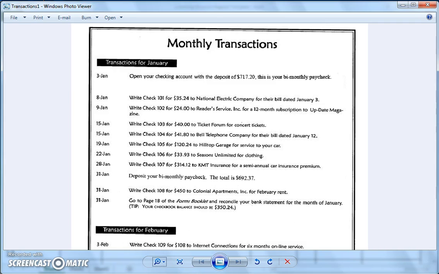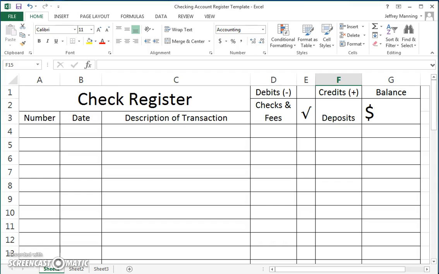Okay, so to do this, you're going to need 2 documents. You're going to need a copy of the transactions for the month of January, which is being shown right here, and you should be able to find that on Edmodo. And then you're also going to need a copy of your check register, which is being shown right here. I pulled up the Excel version of this so that I can type in it. But if you want to do this in Google Docs, you can definitely do that. Or if you feel more comfortable printing it and then just using pen or pencil, that is also fine with me. It doesn't really matter.